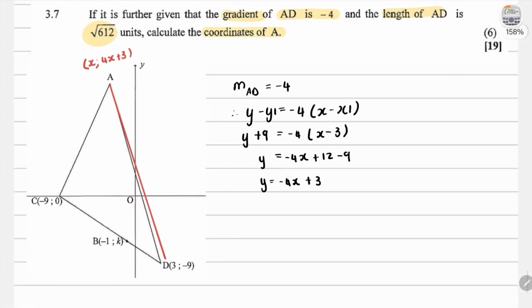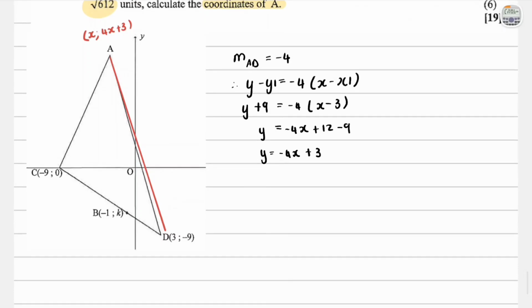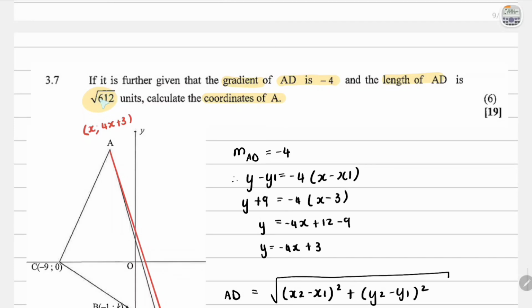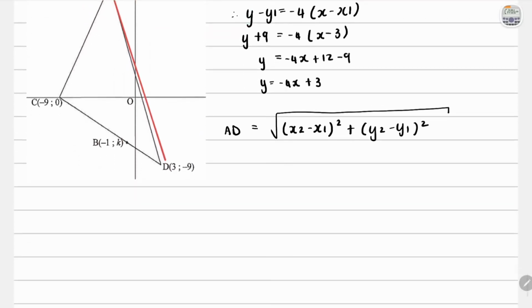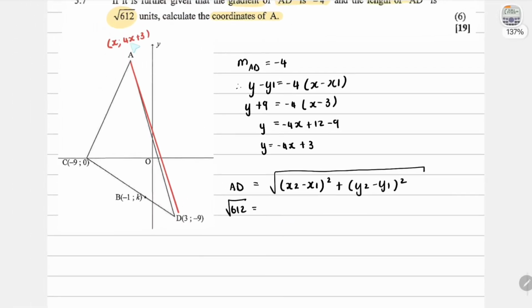So great, they're both in terms of x. And now we can use the distance formula. So let's put that formula down. And it's the distance of AD. Since they gave us the distance of AD, it's the square root of 612 units. So in place of AD, you can say it's the square root of 612 units. And then we will substitute the x and y values. Okay, in this case, it's better to say top minus bottom so that the x's stay first.